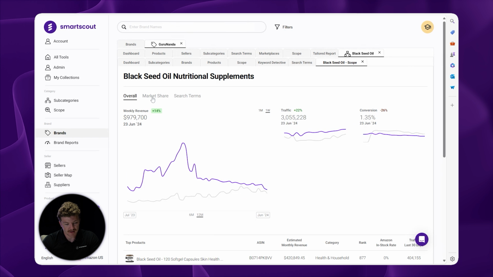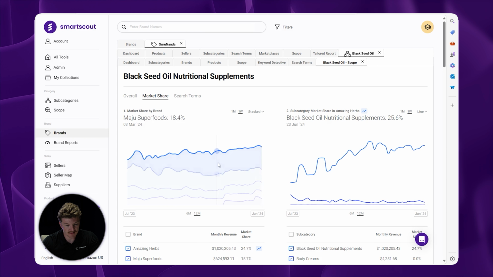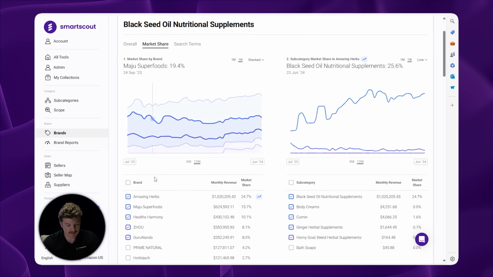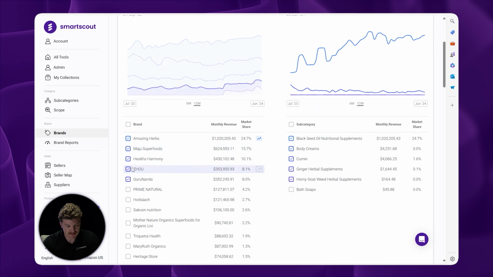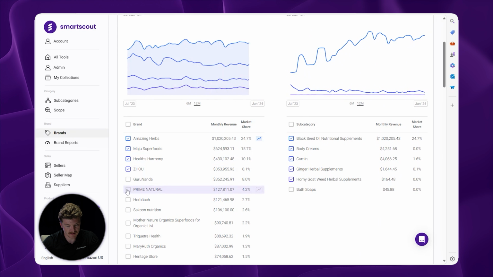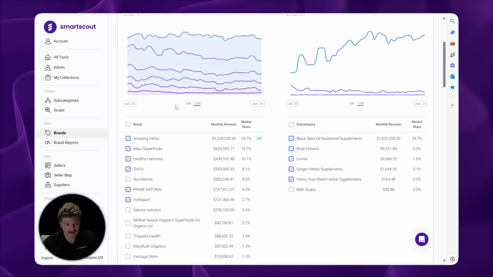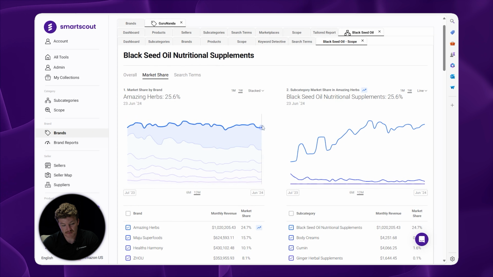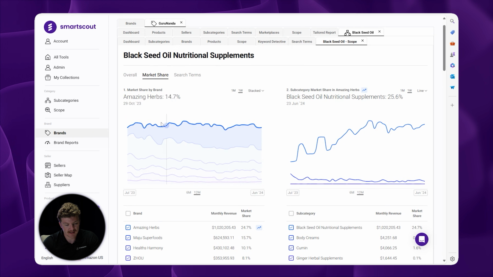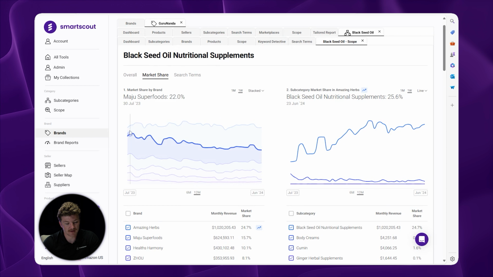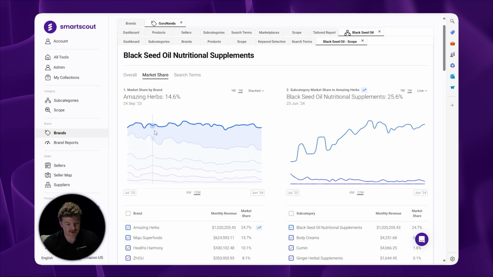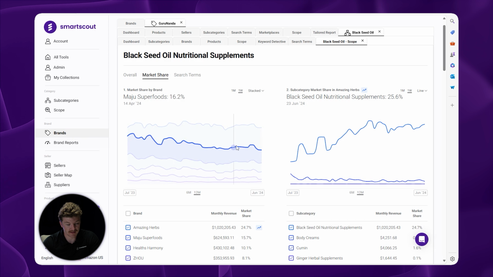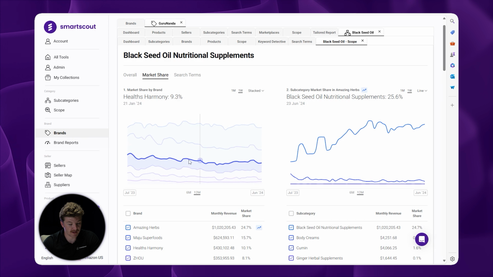Clicking over here to market share, we can see at a glance, okay, Amazing Herbs, right? Let's come over here and let's deselect Guru Nanda. Let's just select a few of these other guys. Okay, we can see the ebbs and flows of all of the brands historically. Okay, we can see Amazing Herbs, they've been consistently a market leader. Meiji Superfoods, it looks like they've actually lost a little bit of market share to Amazing Herbs, right? To Amazing Herbs and probably some of these newer brands here.